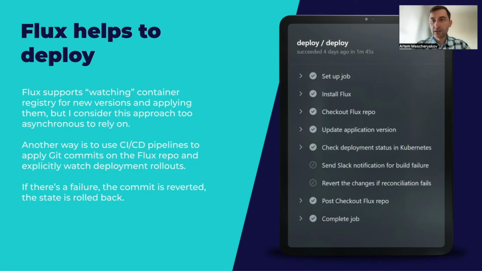So here's a snippet of how the deployment looks from the GitHub Actions side. Install Flux, check out the repo, update application version, check deployment status. I do it with the watch command, so that it verifies that the deployment has been finally successful. kubectl allows that. And if there is a failure, there is a Slack notification about the failure, and all the changes are reverted. So everything is going to be automatic.